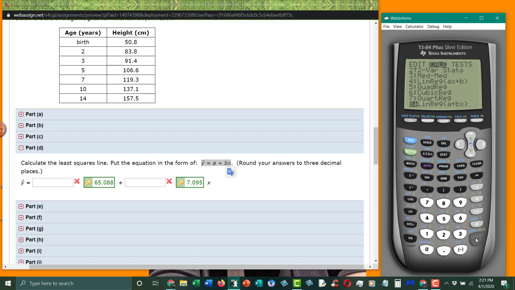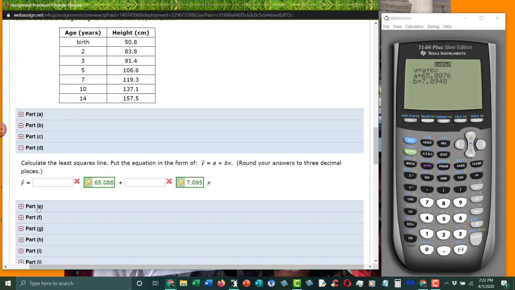And so when I hit enter, it's going to ask me where my information is. Okay, I have list 1 and list 2. I don't have any frequencies. I'm not going to store it. I just hit calculate. And that gives me my formula. So here's my A, which is my y-intercept. And here's my B, which is my slope. And they want us to round to three decimal places.